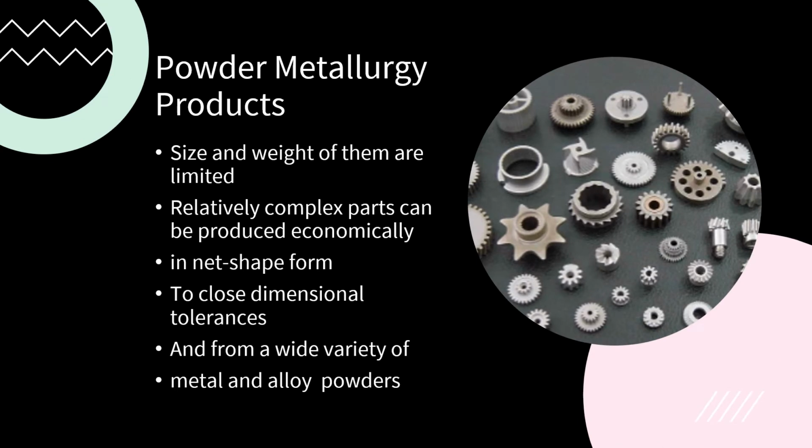When you take a look at powder metallurgy products, the size and weight of them are very limited. Relatively complex parts can be produced economically in net shape form. Of course, don't forget that. Also, you can get good dimensional tolerances, and we can make powders from a variety of metals and alloys.